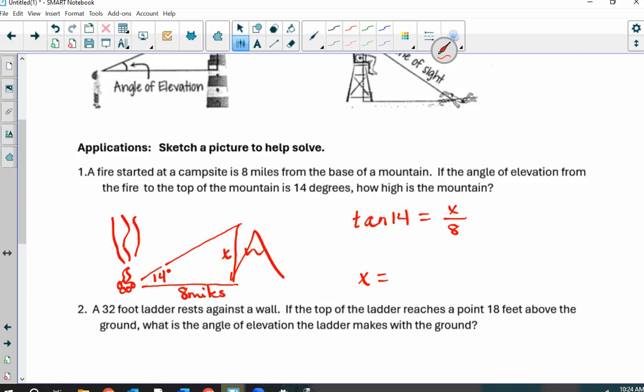So it would be 1.994. Yes, 1.995. And then what unit is 1.995 in? Miles, yes. Don't put degrees. On the test, we have to write the unit. Yep.